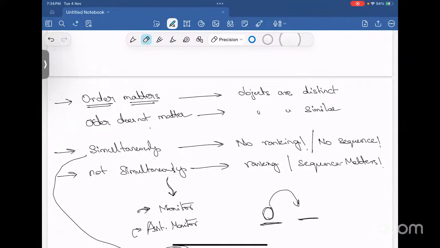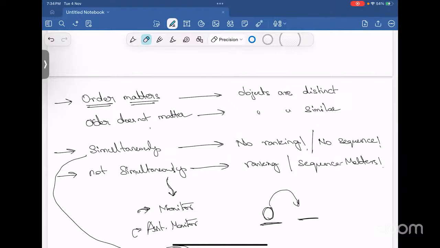And order is basically, if the objects are distinct, and if the places are also distinct, then order matters. Or in simple words, if the sequence in which I select matters, then order matters. Or in the simplest words, if I change the order and get a different outcome, then order matters.